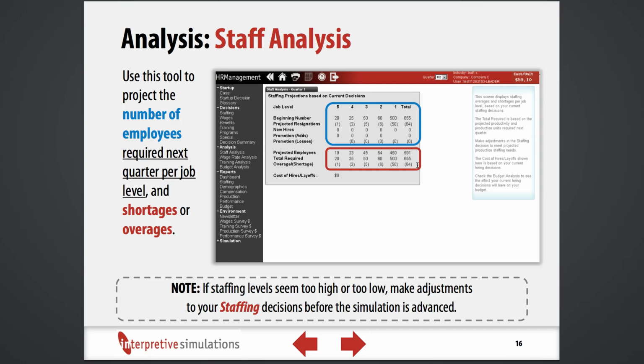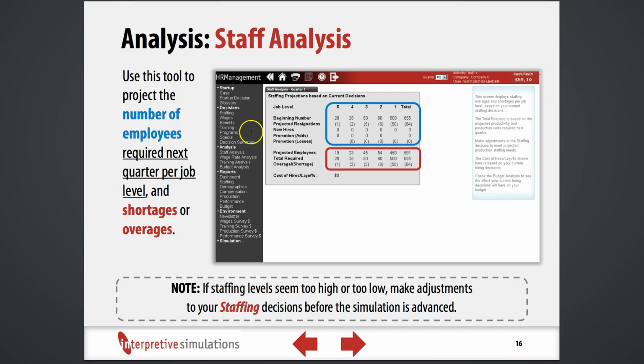In this scenario, if you look up into the blue area, there are no new hires, there are no promotions, so all you're accounting for are the projected resignations. And note, the row that says projected resignations is the same as the shortages you're seeing here at the bottom.